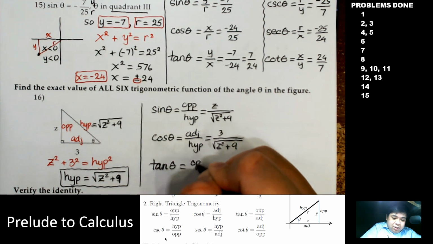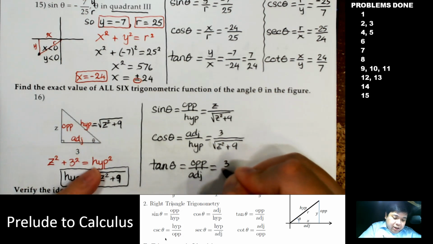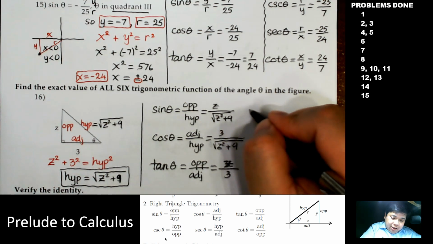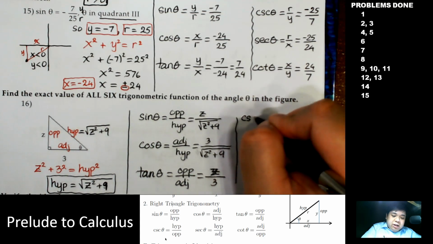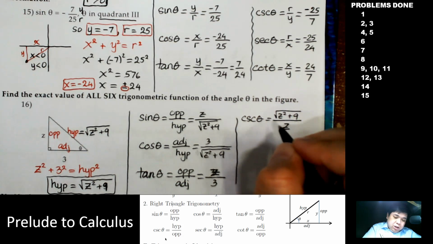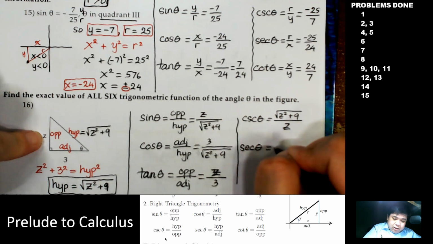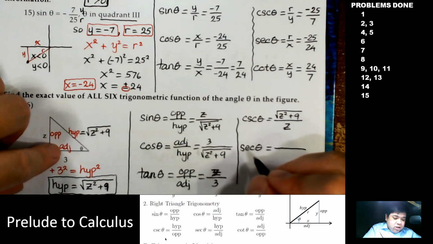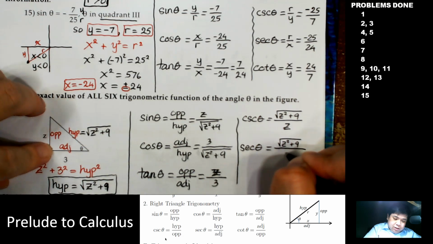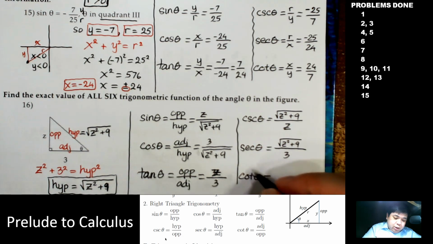Tangent, opposite over adjacent. Opposite is z, adjacent 3. Right, and then we have cosecant is the reciprocal of that, so we just flip this. So hypotenuse over the opposite. Cosine reciprocal of that is secant, or hypotenuse over adjacent. And cotangent is reciprocal of tangent. So we flip this as well, or adjacent over opposite.